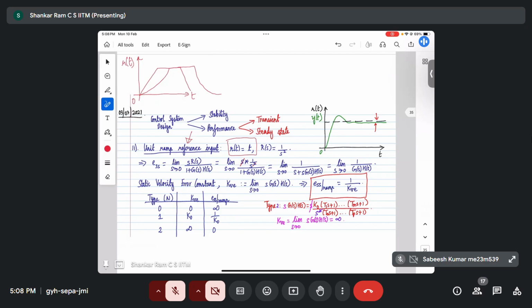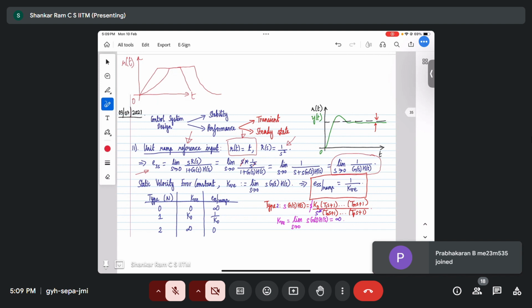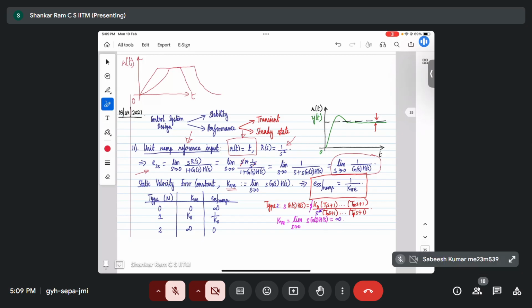So if we want to track a ramp input, r of t equals t, then R of s becomes 1 by s squared. If you look at the steady state error e_ss, if we substitute 1 by s squared for R of s, we come to this expression: limit s tending to 0, 1 by s times g of s h of s. Now we define what is called the static velocity error constant, K_VE, which is defined as the limit s tending to 0, s times g of s h of s.